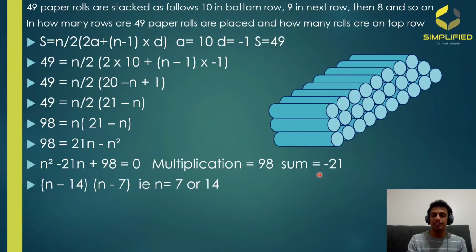So here in this case, it is (n - 14) and (n - 7), which means that -14 and -7 upon adding will yield -21, and upon multiplication, -14 with -7 will become 98. Minus and minus, it is positive. So that's how we are coming to the conclusion, (n - 14) and (n - 7), which means that n can either be 7 or 14.